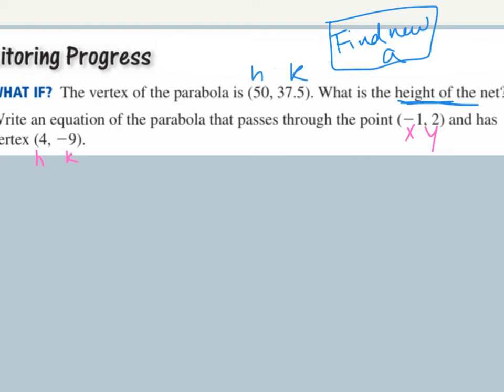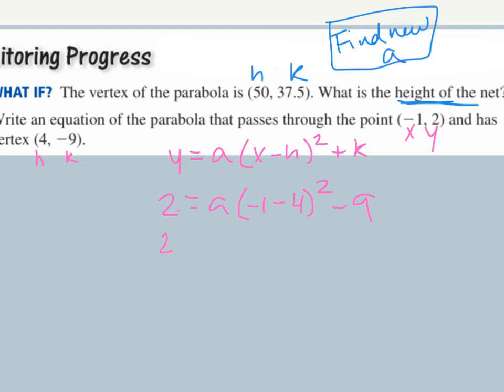We put it in the equation y equals a times (x minus h) squared plus k. Awesome. So we just plug everything in and then solve for a. So our y is 2. We don't know what our a is, so we just leave that as a. Our x is -1 minus 4. So even though this 4 is positive, our equation has that minus h, so we need to keep it as -4 squared plus, or this would be -9, because our k is -9.